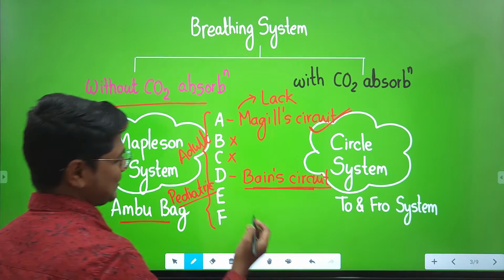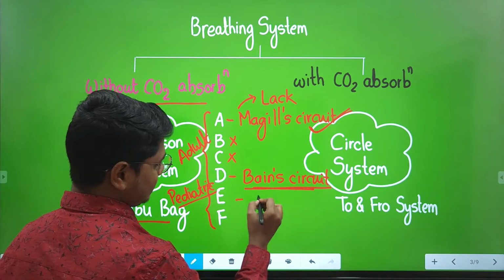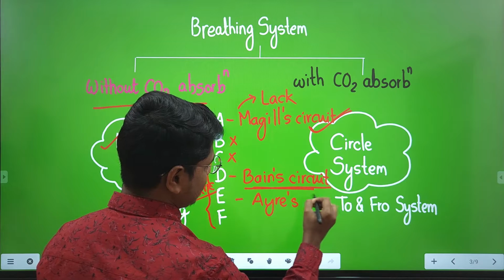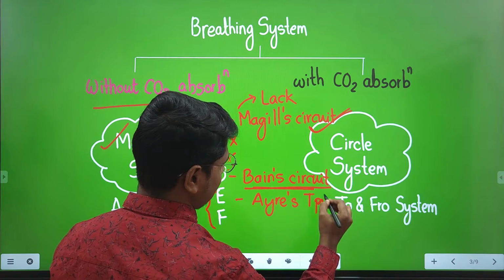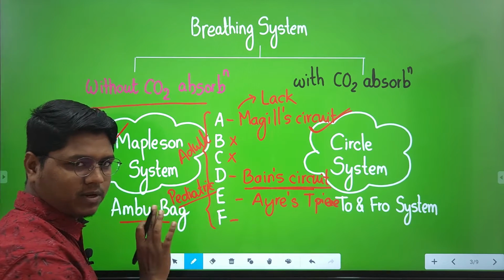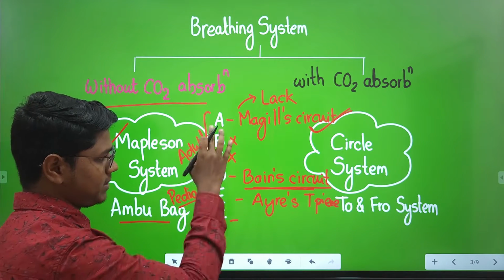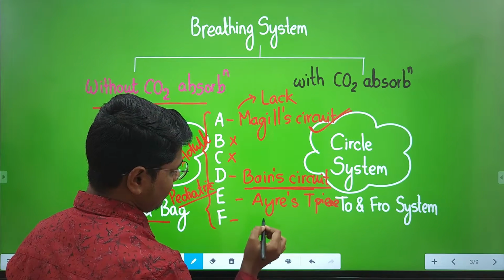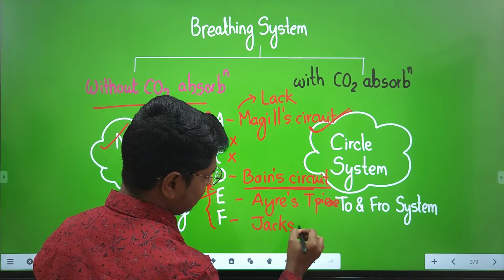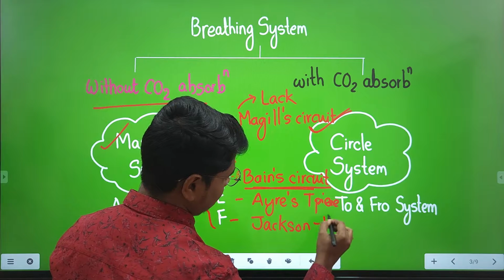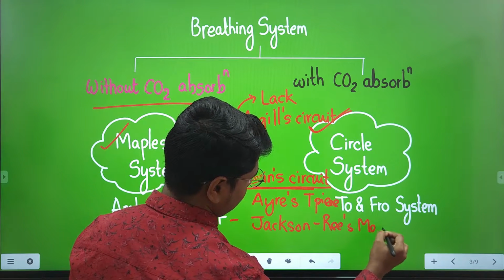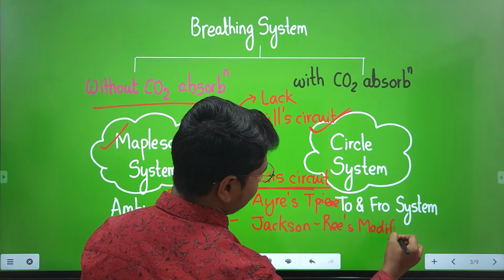Mapleson E is also known as Ayre's T-piece. Mapleson E and F are for pediatric patients, A, B, C, D are for adult patients. F has a modification, which is known as the Jackson-Rees modification. So these are the Mapleson systems.